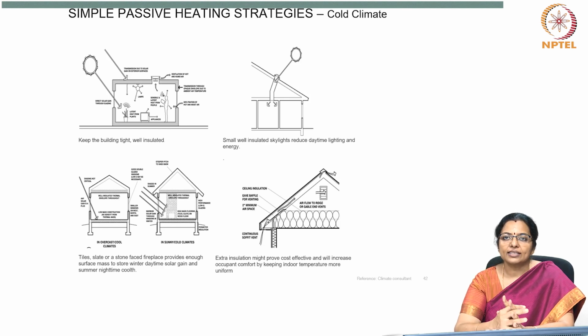In cold climates, the tiles, slate or a stone facade fireplace provides good surface mass to store the winter daytime solar gain and summer nighttime cool. You must keep the building tight and well insulated. Small, well insulated skylights reduce daytime lighting and energy. Extra insulation could prove cost effective and will increase occupant comfort by keeping indoor temperature more uniform.